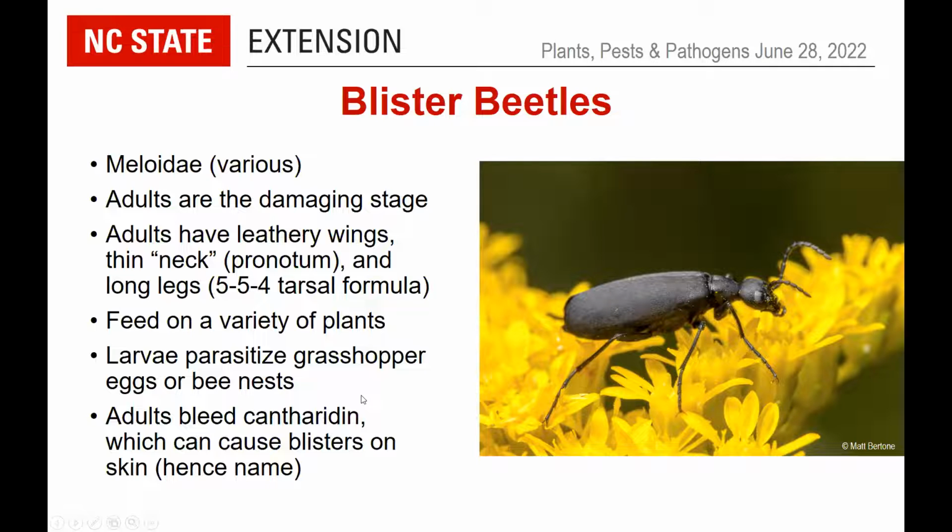Another issue with these beetles to be aware of is that adults bleed cantharidin, which is a chemical that causes blisters. So that's why they have that name. They bleed out their joints, this oil, and if it gets on your skin, it can actually cause blistering. But they're not dangerous otherwise and can be observed from a safe distance.